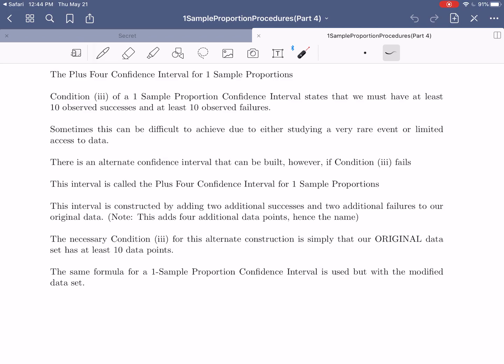It's a very calculus-based and, to be honest, very deep result about why this one actually works the best. But it's very interesting to note that it was something that was really only discoverable through the use of technology. So, the +4 confidence interval is an interesting idea here.